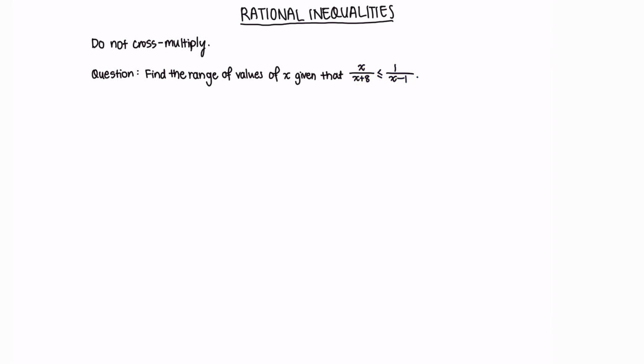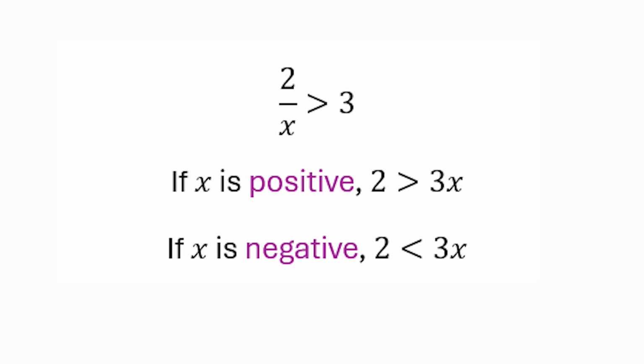The first and only rule with rational inequalities is do not cross multiply. Now let me give you a simple explanation on why this is so. Let's say we have this inequality, 2 over x is more than 3. If x is positive, then we can multiply normally. However, if x is negative, we will need to flip the inequality. This means that for certain ranges of x, you may have to flip the inequality, and for other ranges, you may not need to flip the inequality. In order to avoid all this ambiguity, we just don't cross multiply.